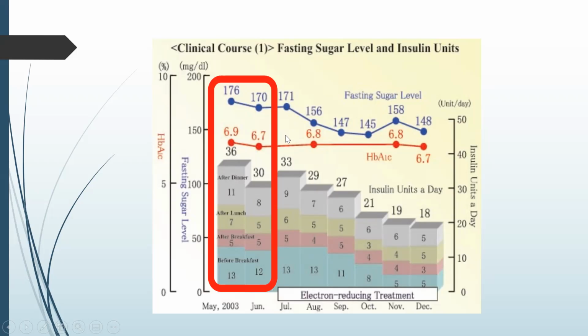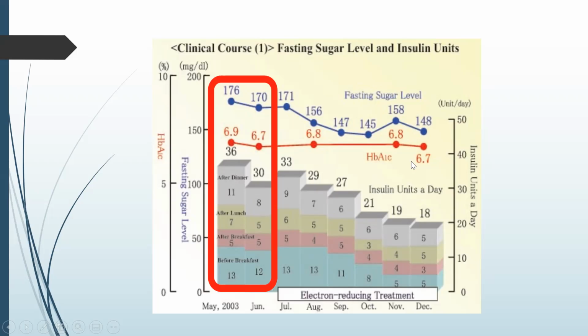Since July, he started to use this reducing electron treatment. You can see the trend, the pattern of the sugar level. It started to lower across the months until December, so about 6 months, half a year. From initially 170-something, he finally dropped to 148, which is already under control. HbA1c also slightly reduced.